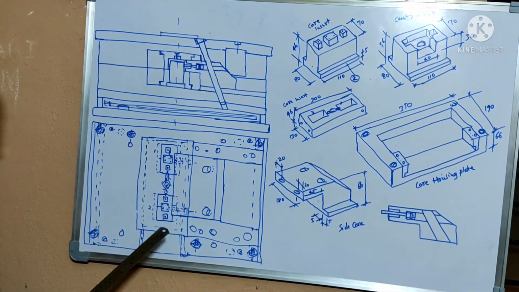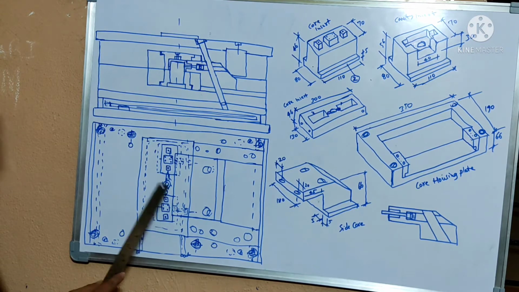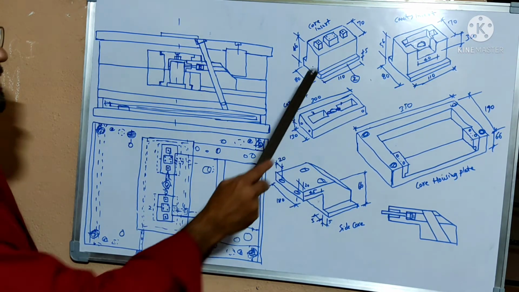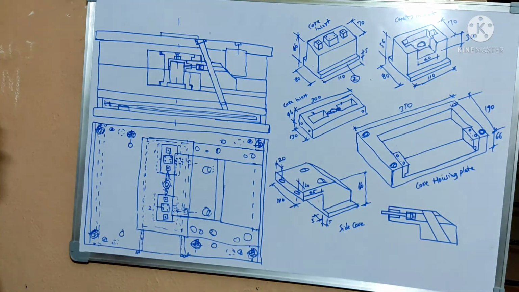Here I had provided the ejector pins. Observing here 1, 2, 3, 4, 5, 6. 6 ejector pins are placed here like this. 6 ejector pins are there.